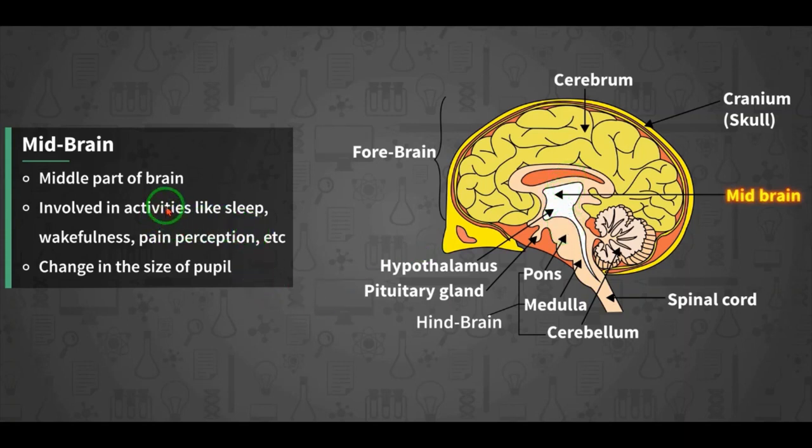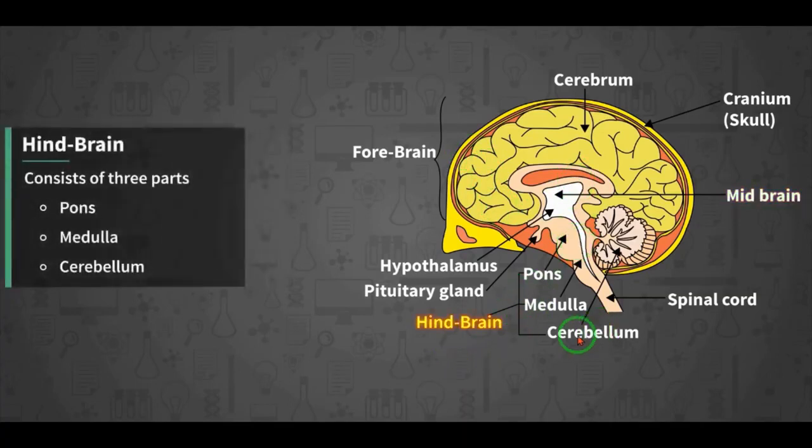The middle part of the brain is involved in activities like sleep, wakefulness, pain perception, etc. It also changes the size of the pupil, which is related to the eye. These are the functions of the midbrain. It is located between the thalamus and hindbrain.